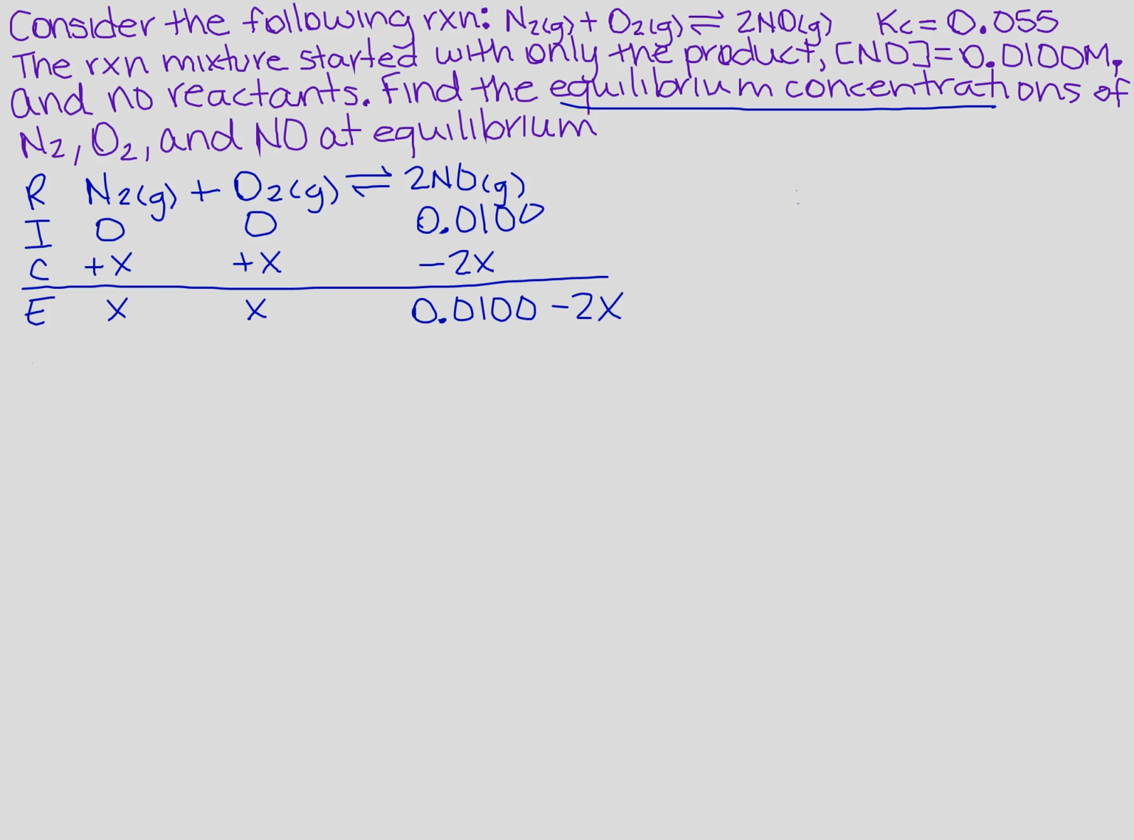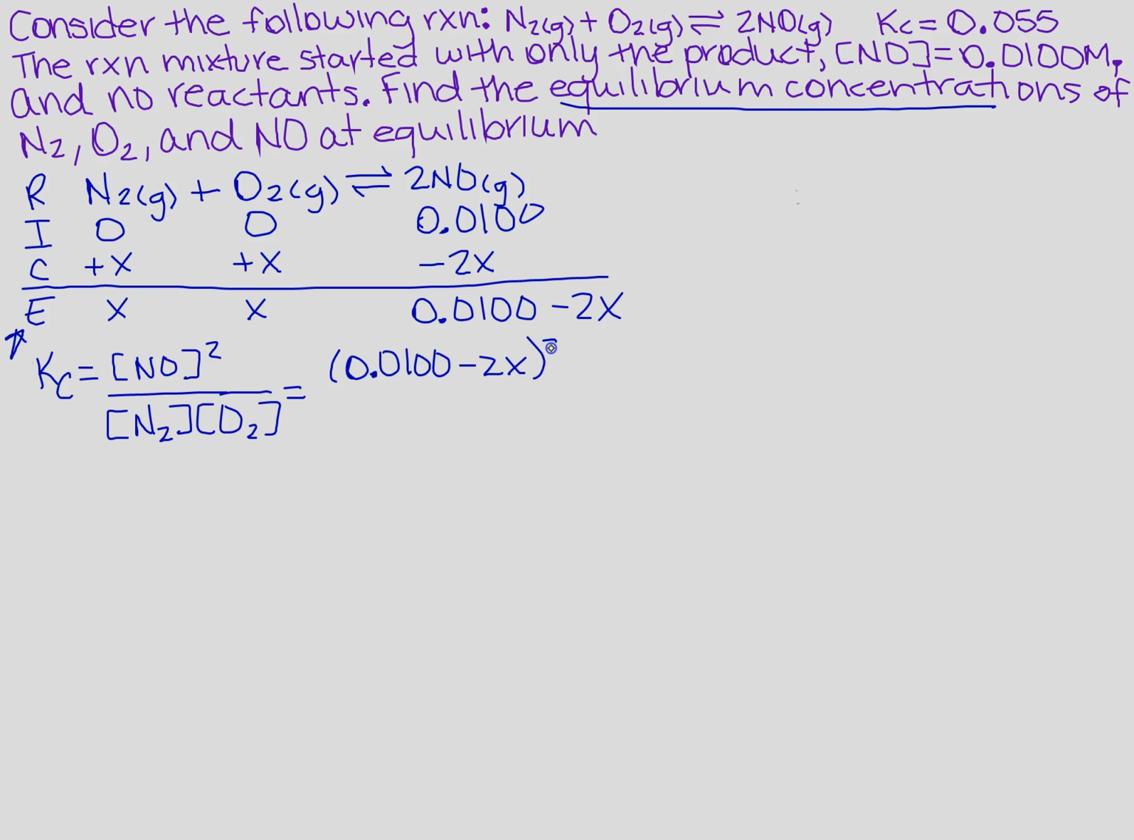So first we need to get started and figure out what is K sub C. So K sub C is what? Well, it's going to be the products over the reactants. So that's going to equal NO squared over the concentration of N2 times the concentration of O2. Remember, they don't have any superscripts because their coefficients are 1. Now I need to plug in the stuff from E, the equilibrium, into this formula. So that's going to give me 0.0100 minus 2X squared over X times X. So far so good, right?